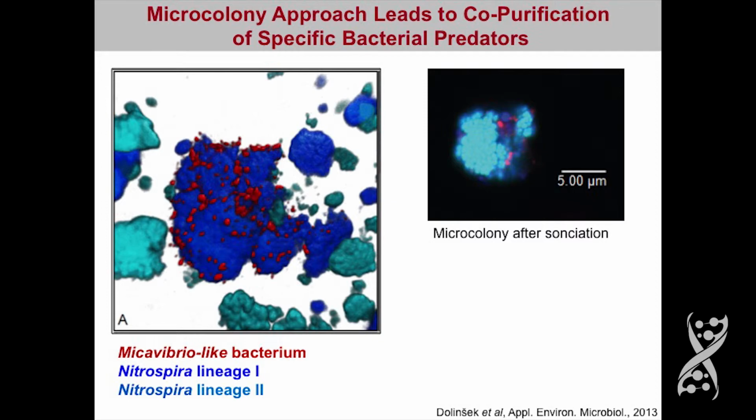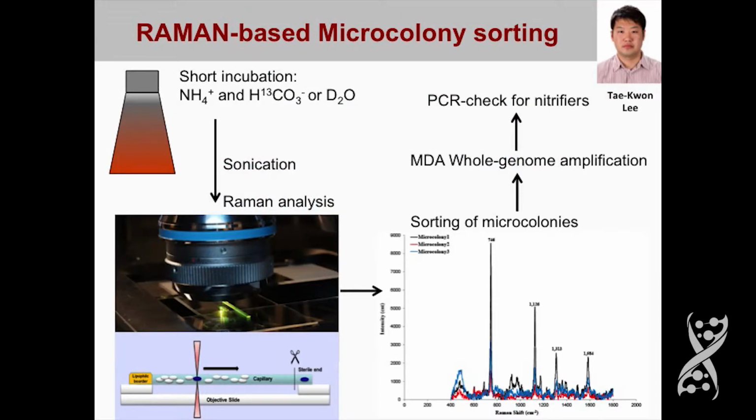What we did is we incubated wastewater treatment plant samples freshly for a very short time with ammonia, and also added either 13C-labeled bicarbonate or deuterium oxide to the sample. After incubation, we sonicated them, and then, in the already mentioned method, we put them into a capillary and sorted for the active colonies, did whole genome amplification, and sent it either to the JGI or just did a PCR check for nitrifiers.